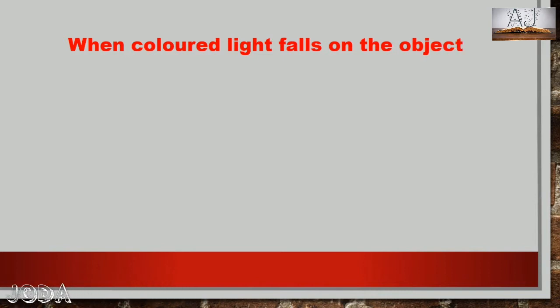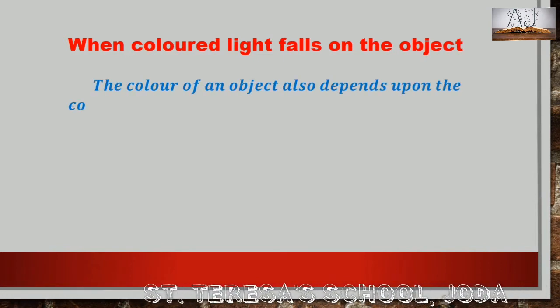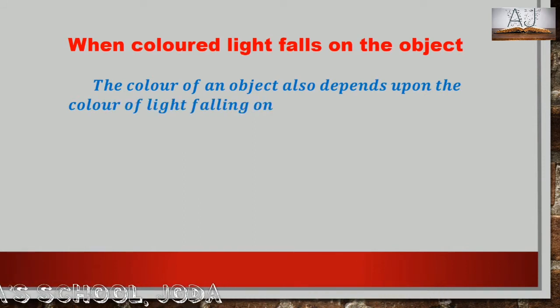When colored light falls on the object, then let us see what happens. The color of an object also depends upon the color of the light falling on it, as I told you.